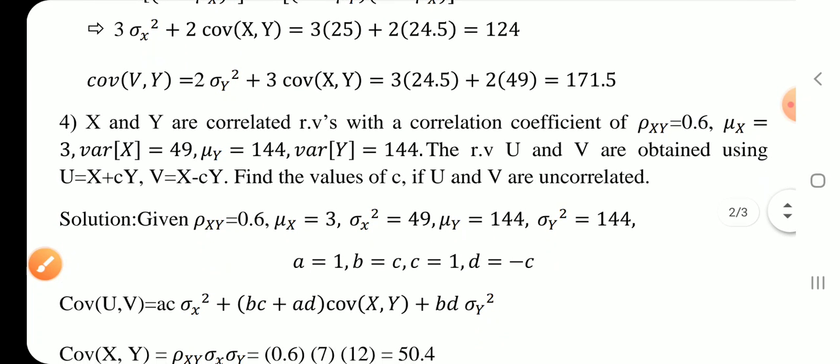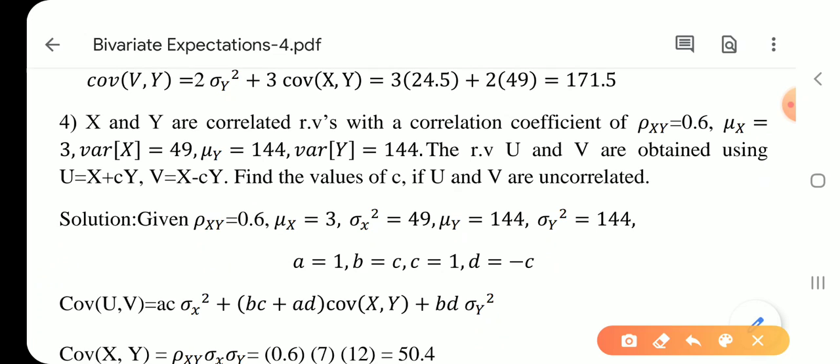Let us move on to the next problem. X and Y are correlated random variables with the correlation coefficient as 0.6. Mu x is equal to 3. Variance of x is equal to 9. Let us go on writing what is given.